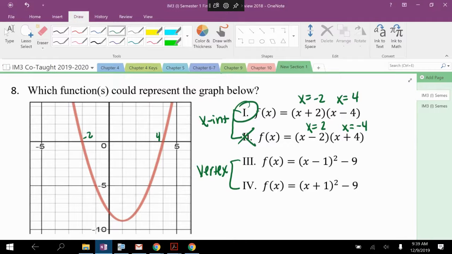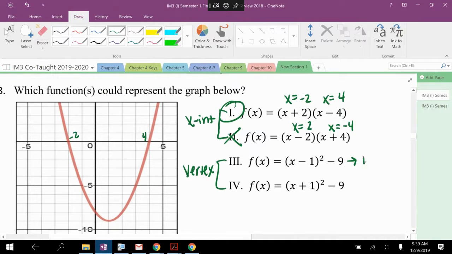Let's talk about this next one. What is the vertex here? Remember, it's always the opposite sign. So this is going to be 1, -9. What's this one? Careful. It's always this, because this is saying left 1, down 9. Okay. Well, let's look at our vertex. This is +1, -9. That's this guy.